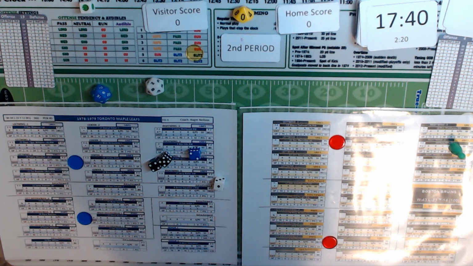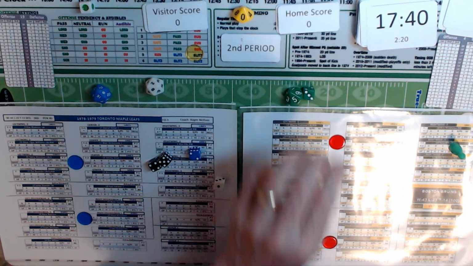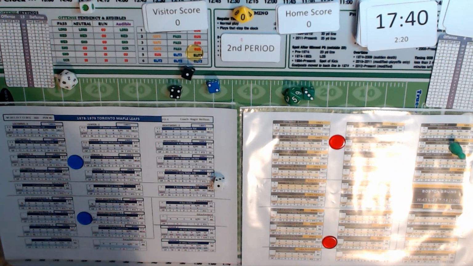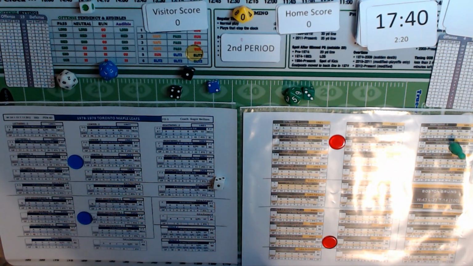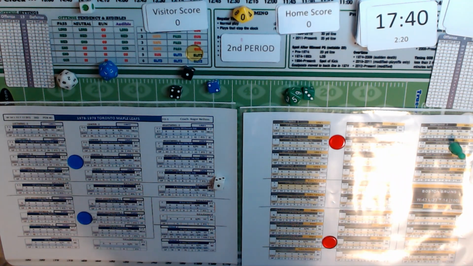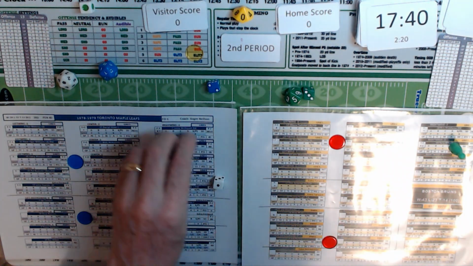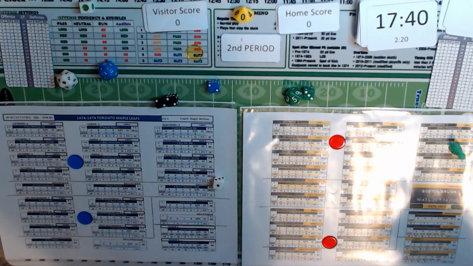Shot on goal C coming up is a 3, and that will be Anderson. So it's a 3 for Anderson. Drop the dice. So it's not, but an 8 is an easy save. So Anderson gets the shot. Easy save is a 4. And it's a play on, so the whistle goes.